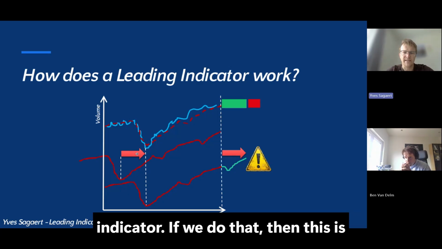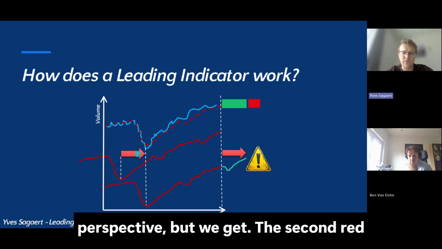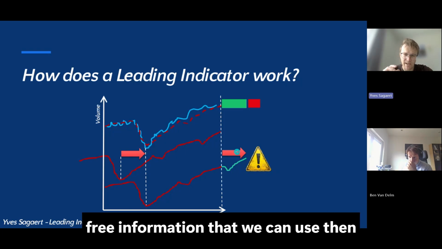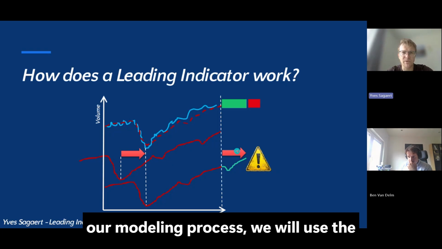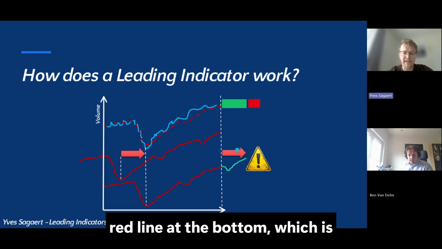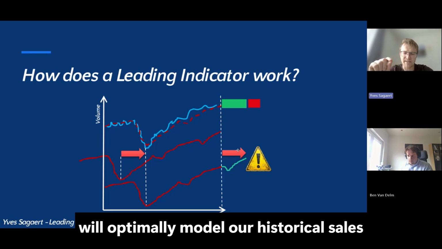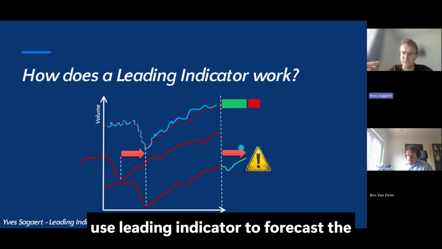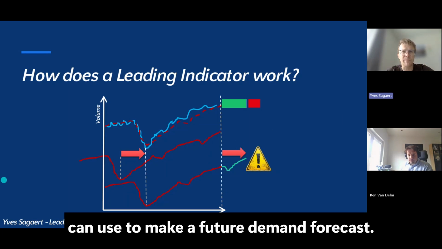If we do that, this is the optimal from a modeling perspective, but we get the second red arrow for free. So that is our free information that we can use then to make a demand forecast. So in our modeling process, we will use the red line at the bottom, which is now our shifted leading indicator. We will optimally model our historical sales data to the leading indicator. We will use the leading indicator to forecast the green line. So for the green line, you can use it to make a future demand forecast.